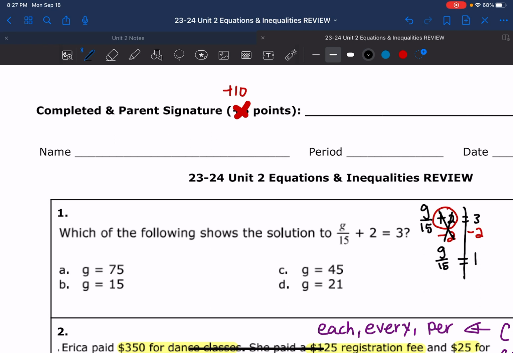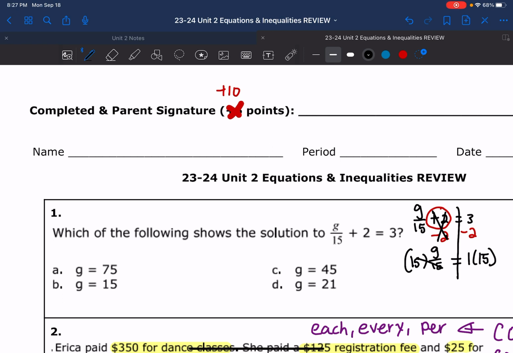Then here, currently, we are doing g divided by 15. Now, what is the inverse of division? That is multiplication. So we are going to multiply by 15. This is going to become a 1. We're going to have g is equal to positive 15, which is B. Okay, let's go on to number 2.